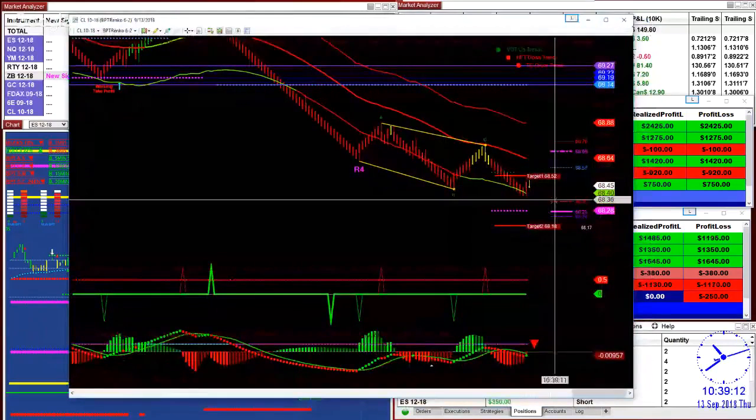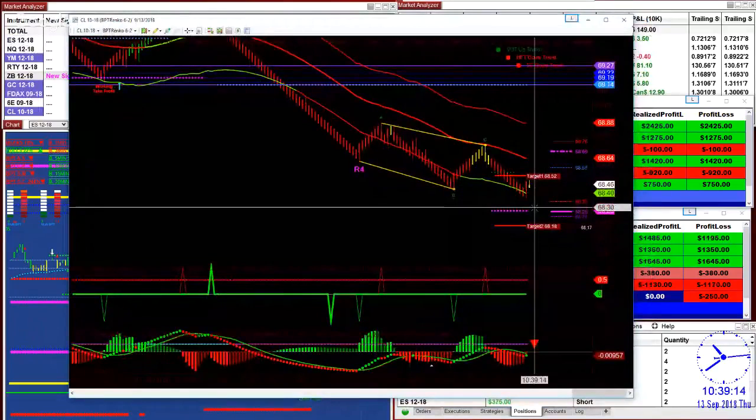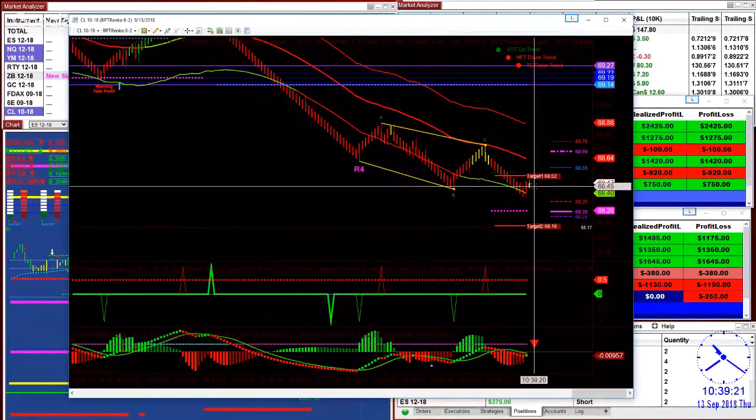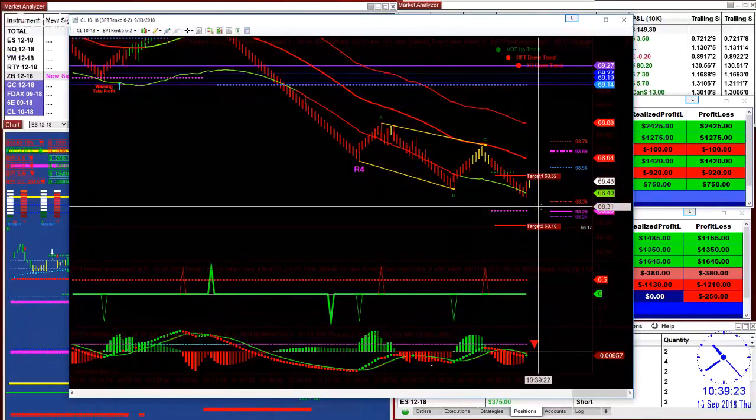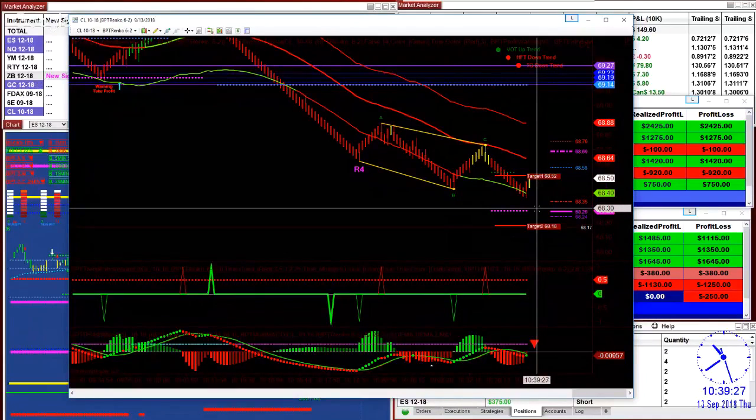Sometimes you get this little teaser, don't worry about it. But your entry price is 68.30. And if I miss that, I miss that. I'm not going to chase it. Don't chase it. You stay firm on 68.31 or 32. And this is where the reversal is going to happen on the CL.